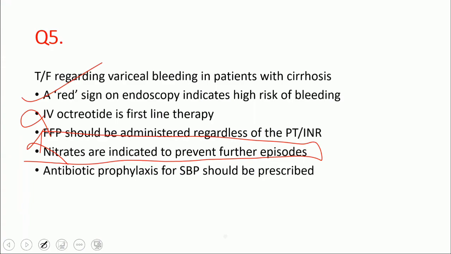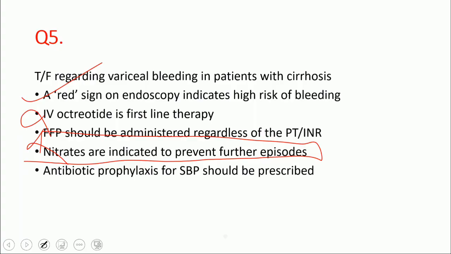In addition to medication, another good option is endoscopy, right? So endoscopic banding ligation is used as another secondary preventive measure. So drugs or endoscopic procedures can be used for secondary prevention to prevent further episodes from happening.